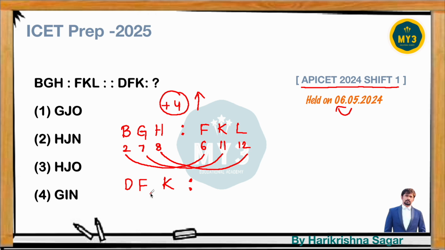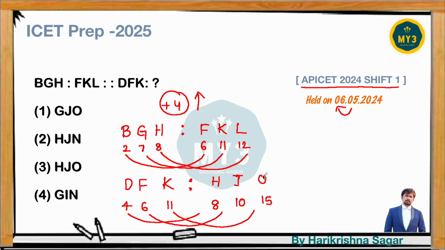In the similar way, D, F, K will be what? D position is 4. F position is 6. K position is 11. All these alphabets need to be increased by 4. So 4 plus 4, 8. 6 plus 4, 10. 11 plus 4, which is equal to 15. So what are these alphabets? The 8th alphabet is H. The 10th alphabet, J, is 10. The 15th alphabet, O, is 15. So H, J, O should be the answer choice. So you can mark the answer as option 3. Like this, it is very simple to solve the questions. Hope you are able to understand.